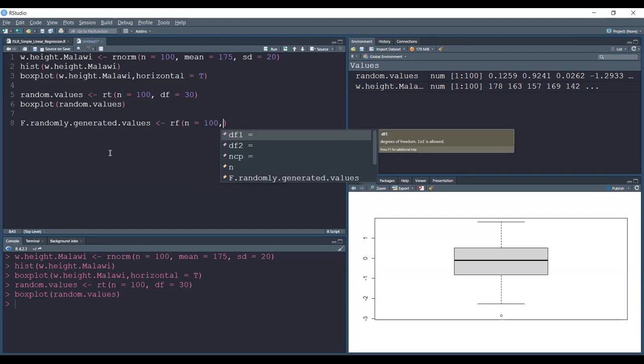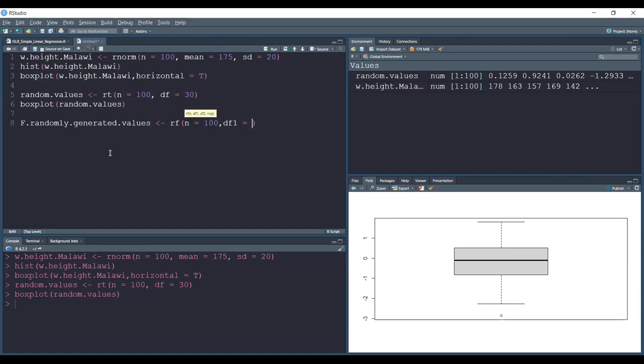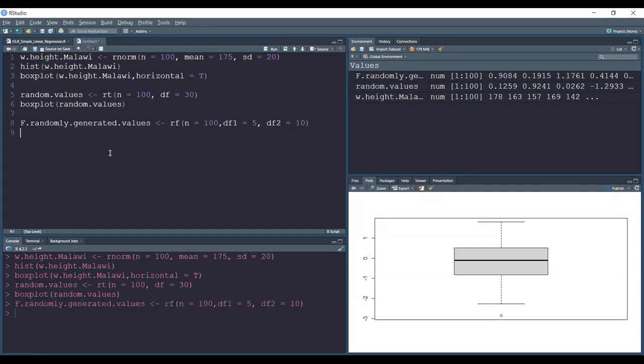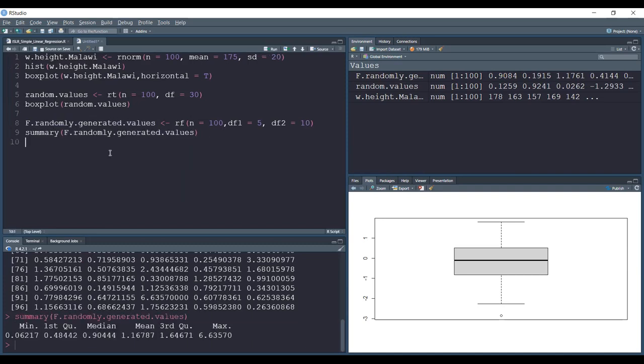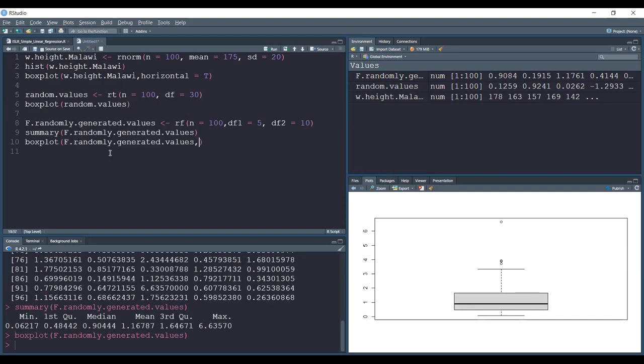There are 2 parameters for F distributions, the degrees of freedom. I'll say maybe 5, and I'm just inventing, I'll maybe say 10. And here you go, these are your 100 values. You can summarize, so we have that minimum and that maximum. Visualizing is definitely helpful over here, with horizontal set to true.